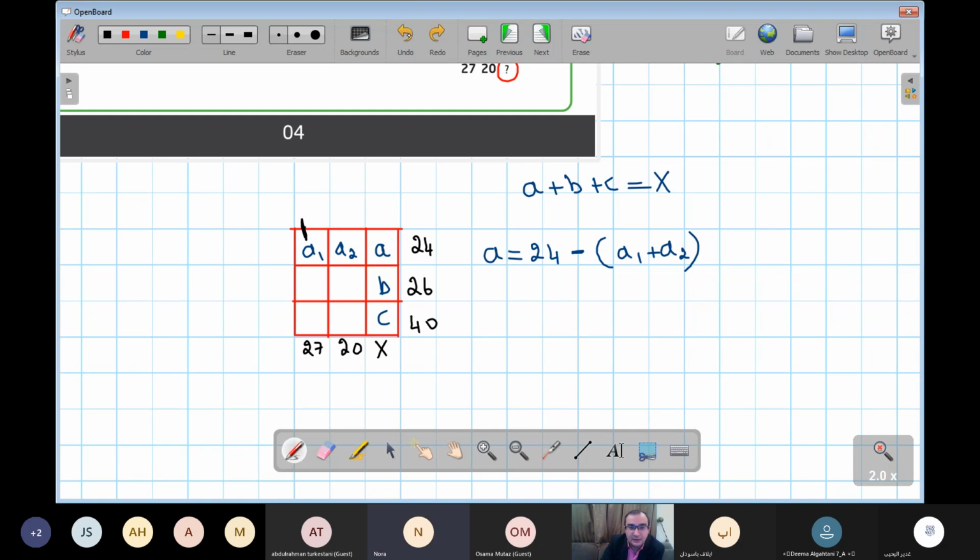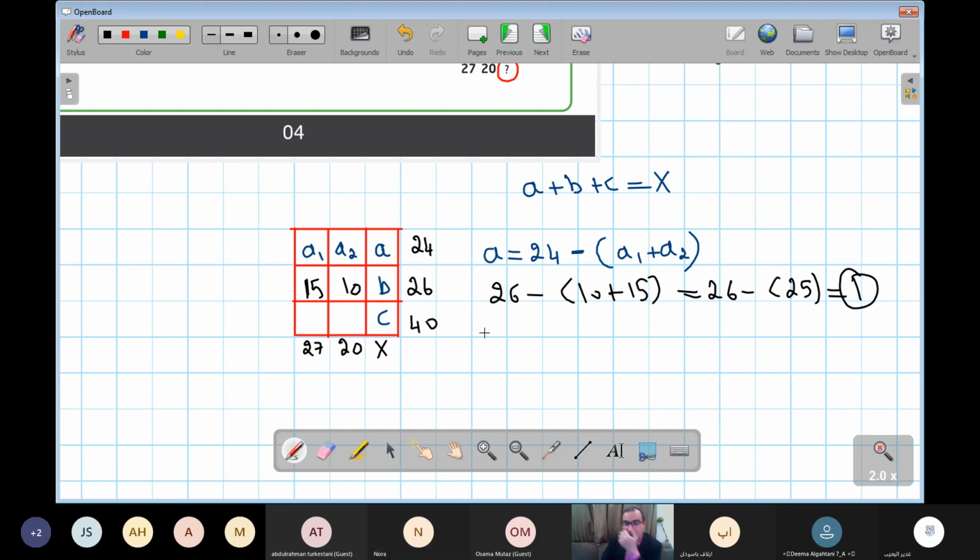Look at this part. If I write here, for example, 15, and here 10. What's the value of B? 1. Okay, 1. How do we get 1? We make it 26 minus 10 plus 15. So it's gonna be 26 minus 10 plus 15. It's gonna be 25, and which is equal to what? To 1. 21. Okay?